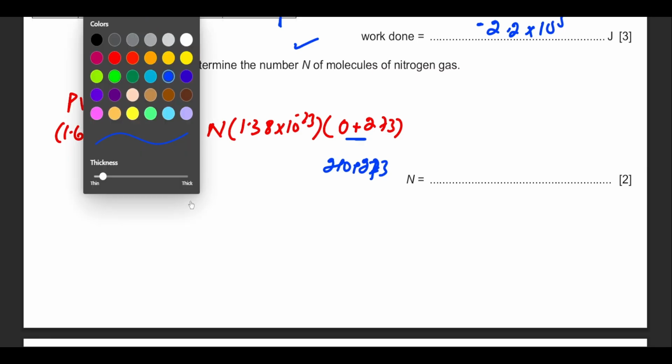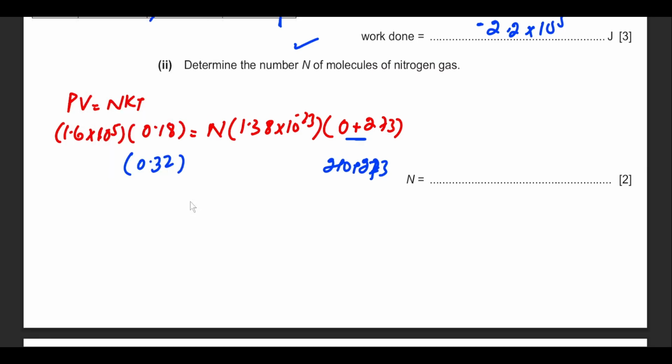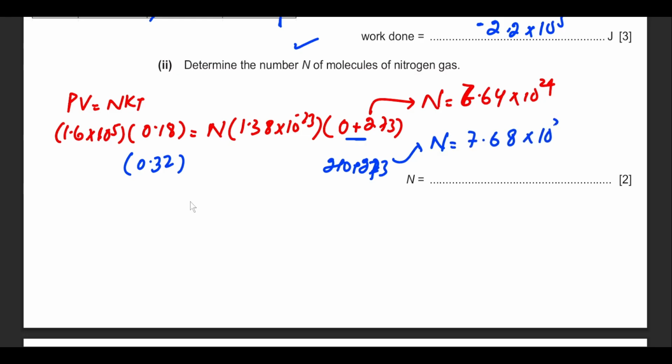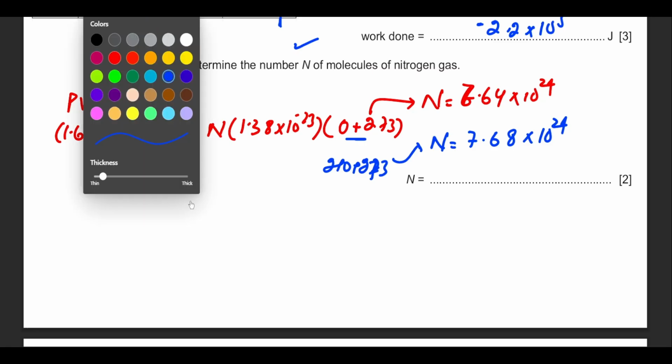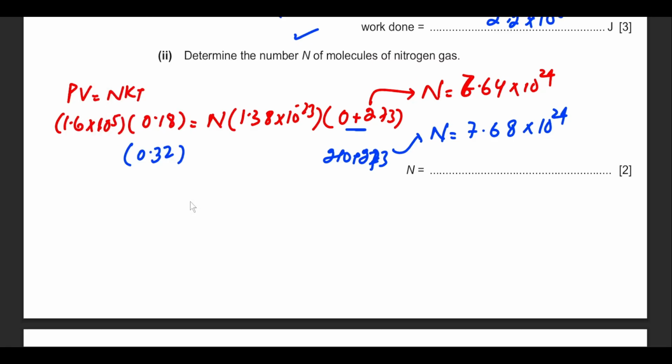But mind you, if you solve this with this equation, your N will come out as 7.64 times 10 to the power 24. But if you solve this with this one, your answer comes out slightly different, which is N equals 7.68 times 10 to the power 24. If you round off your answer based on this, it will be 7.6. If you round it off based on this, it will be 7.7.